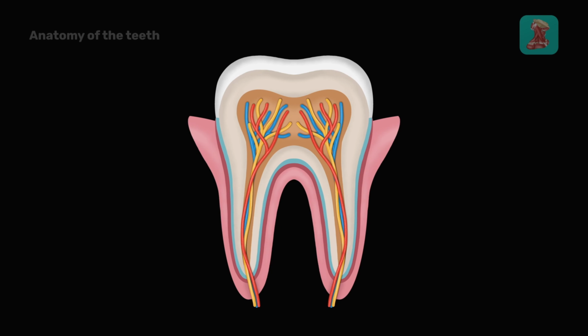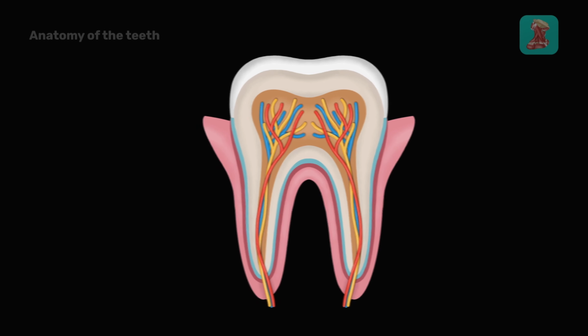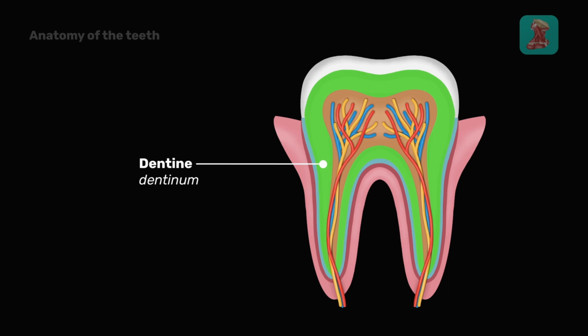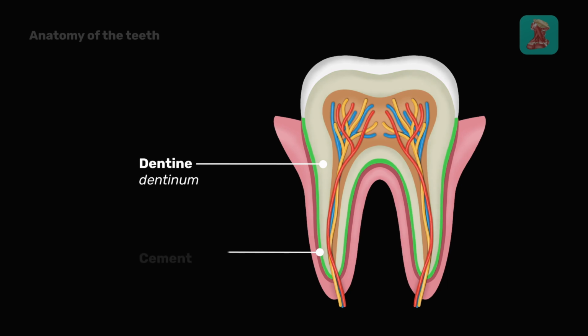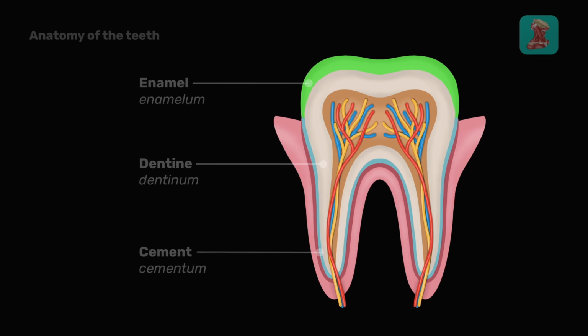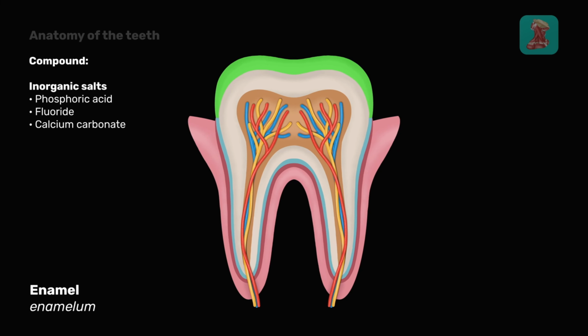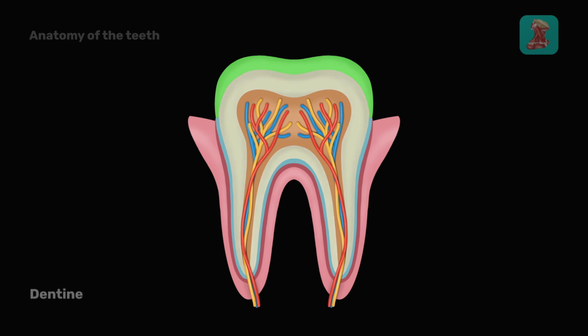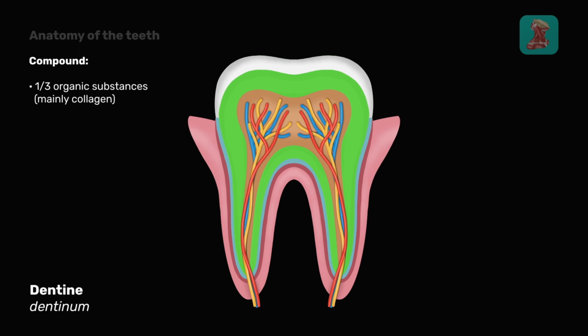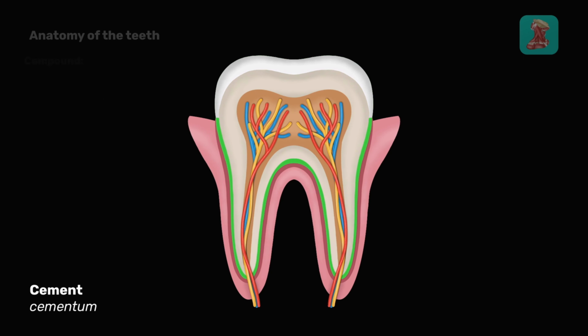Let us briefly examine the main features of the histological structure of teeth. The tooth consists mainly of dentin. In the root area, it is covered with cement, and in the crown area, it is covered with enamel. Enamel consists mainly of inorganic salts, such as phosphoric acid, fluoride, calcium carbonate, etc. Dentin, about a third of which is organic substances, mainly collagen, and the rest is inorganic substances: calcium phosphate, magnesium, calcium fluoride admixture. Cement is similar to bone tissue in its composition.